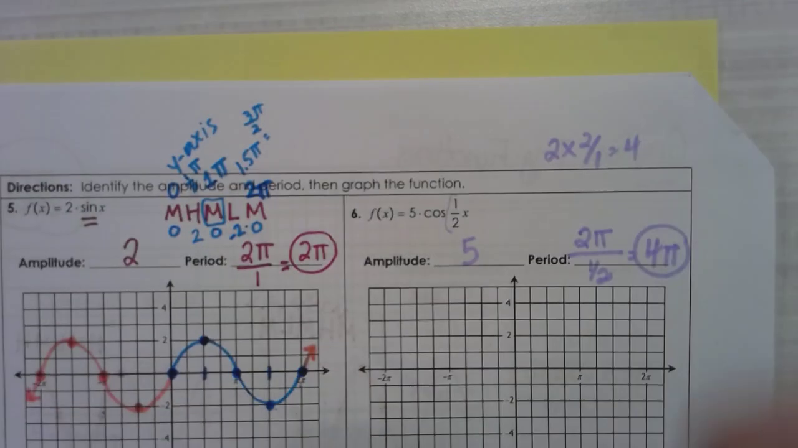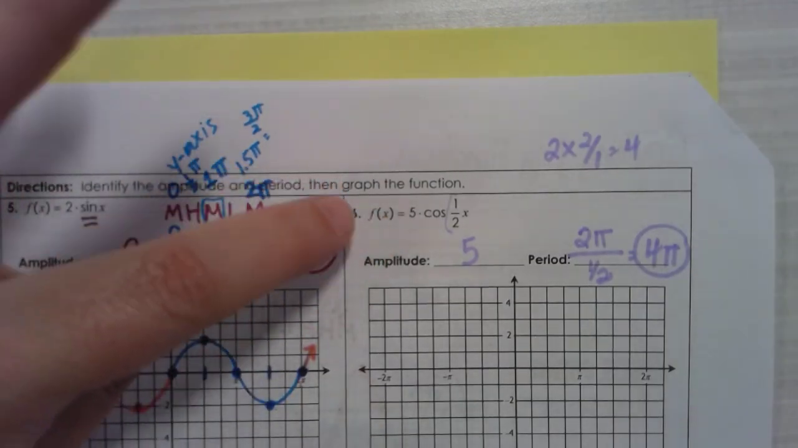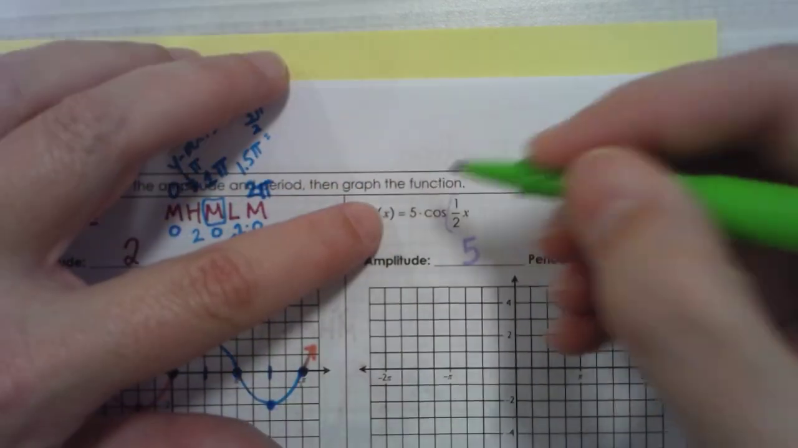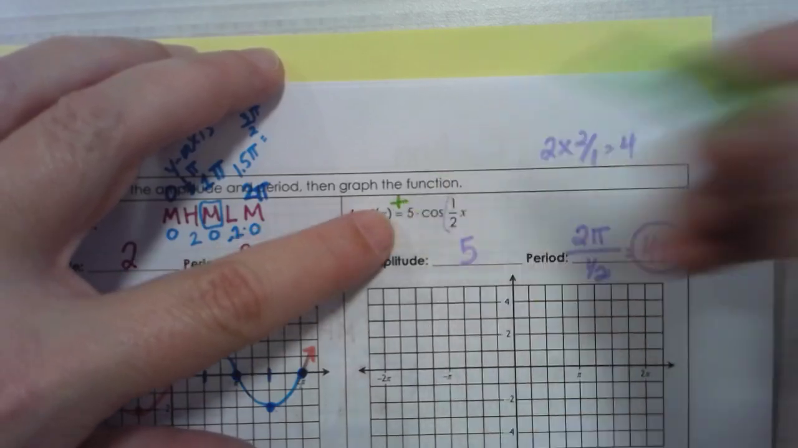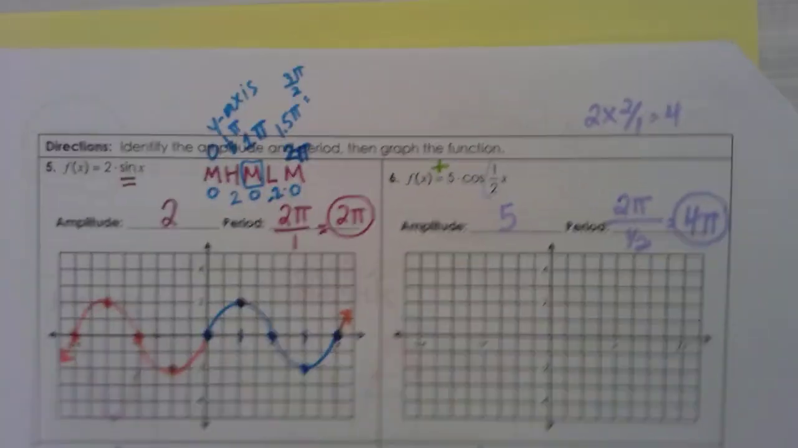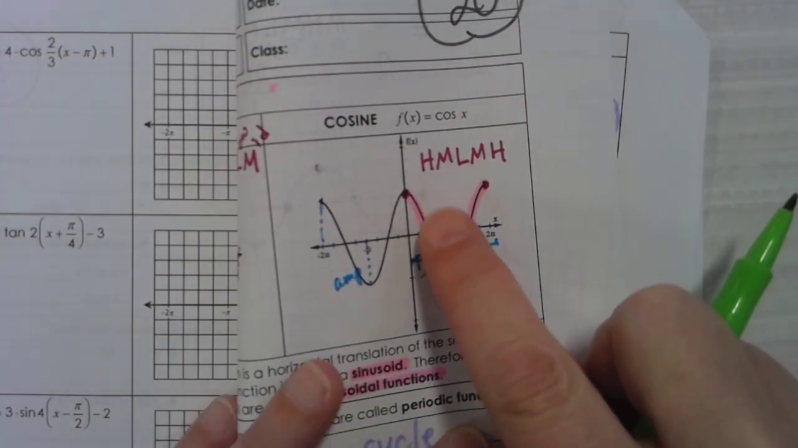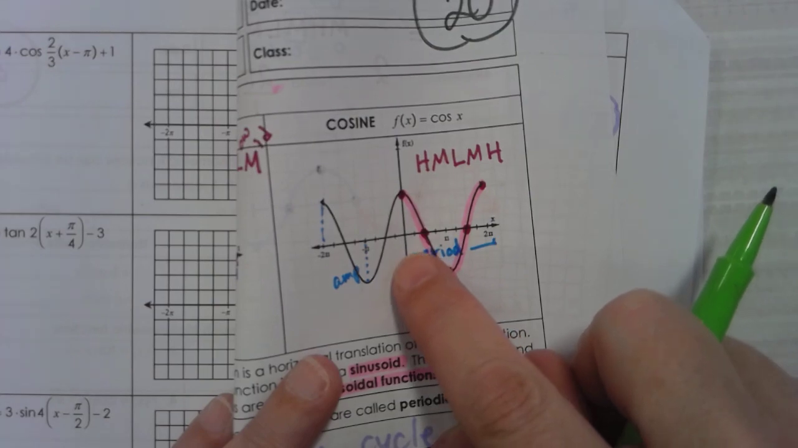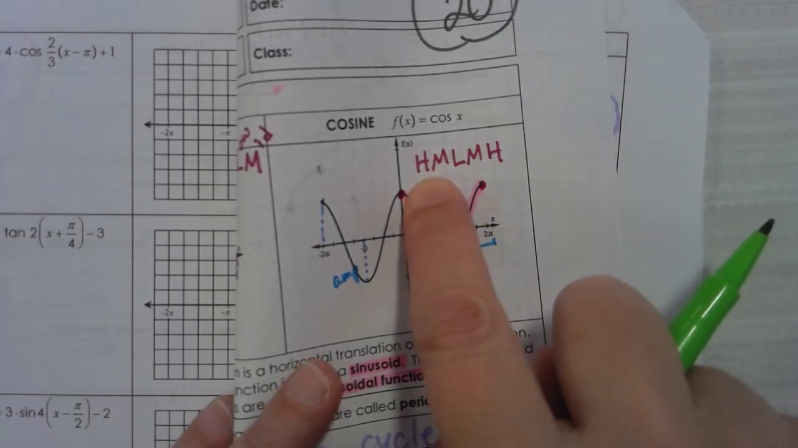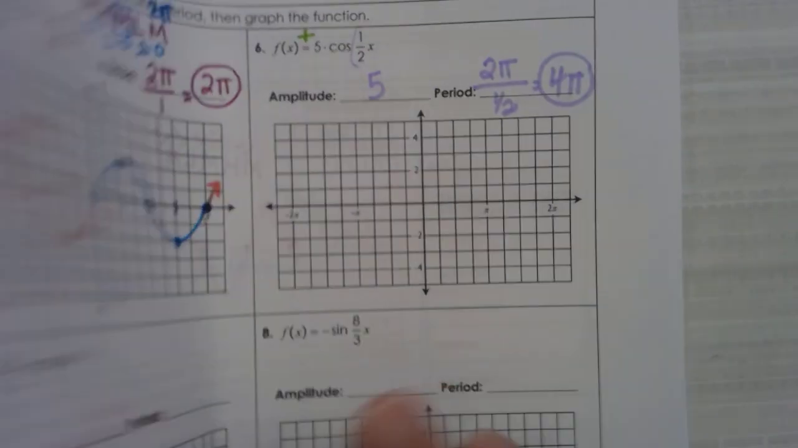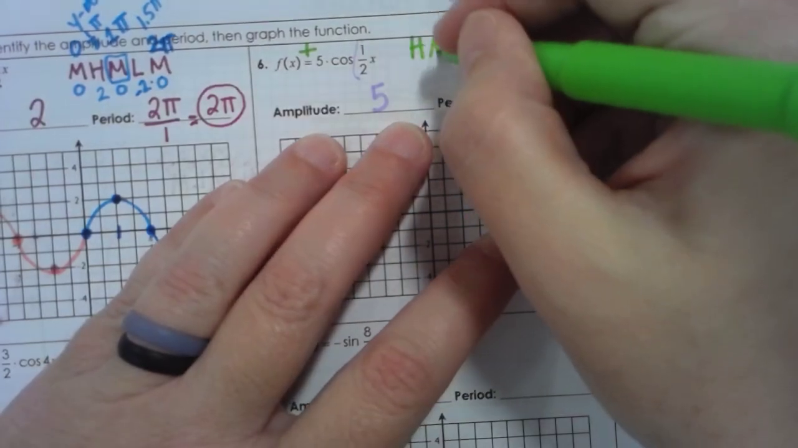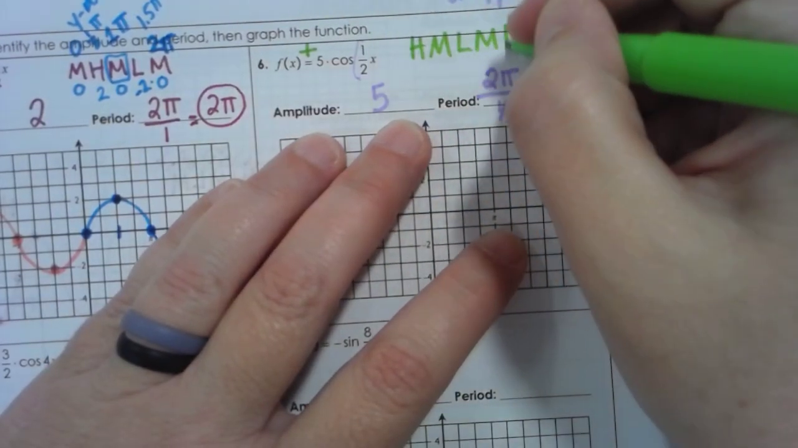All right, so the cosine curve, is this a positive cosine or a negative? This is positive, so the cosine curve starts where when it's positive? It's going to start high, middle, low, middle, high.